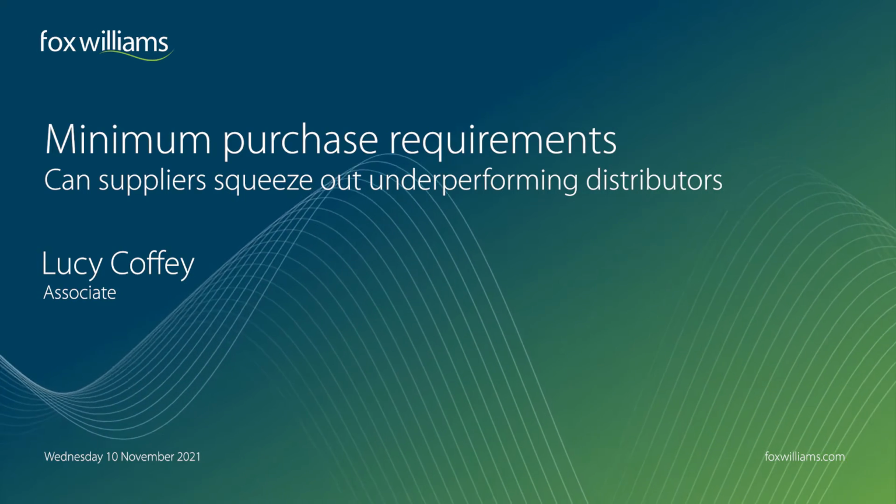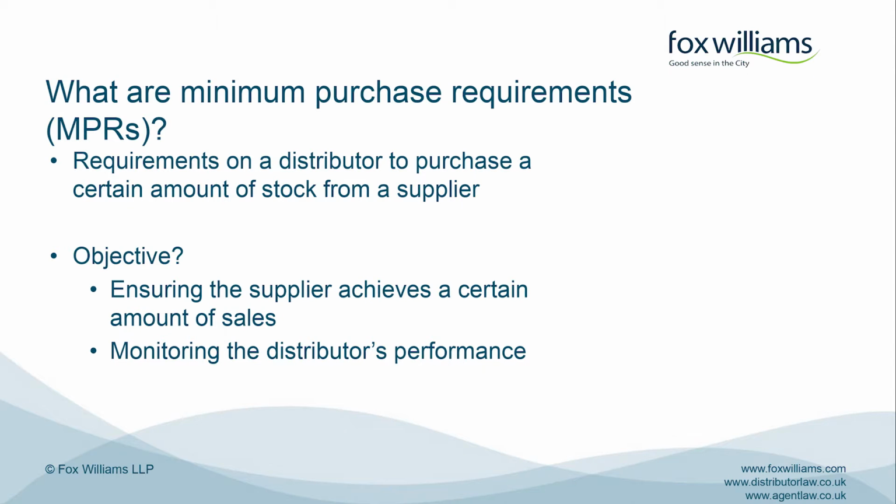So I'm going to talk today about minimum purchase requirements and how they can be used in terms of terminating and performance managing underperforming distributors. So what are minimum purchasing requirements? They're obligations in distribution agreements that oblige the distributor to make a certain amount of purchases from the supplier. The idea is to ensure that the supplier is making a certain amount of sales in any given territory and to provide the supplier with a tool to manage the distributor.